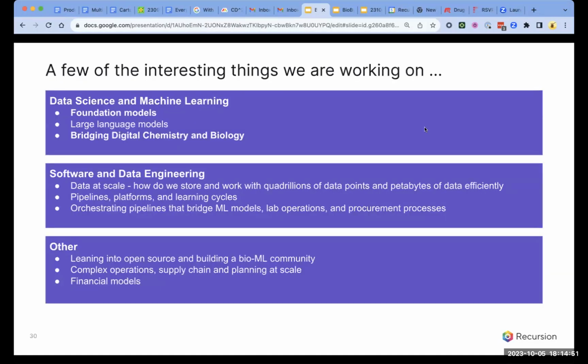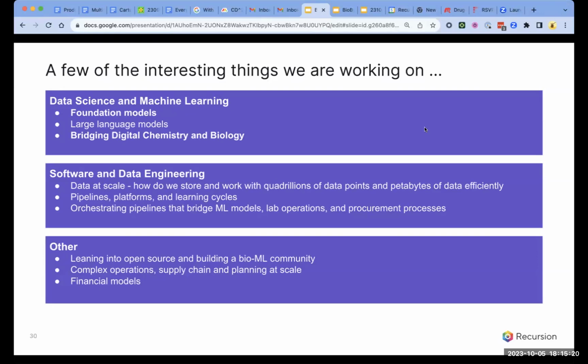I want to finish up by talking about a few of the interesting things we're working on and that we would love to have thought partnership in. In the data science and machine learning bucket, we're working on foundation models. Oren will talk about that. We're also working with how we bring large language models into this process of drug discovery. We're working on bridging digital chemistry and biology, and Federico will talk a lot more about that.